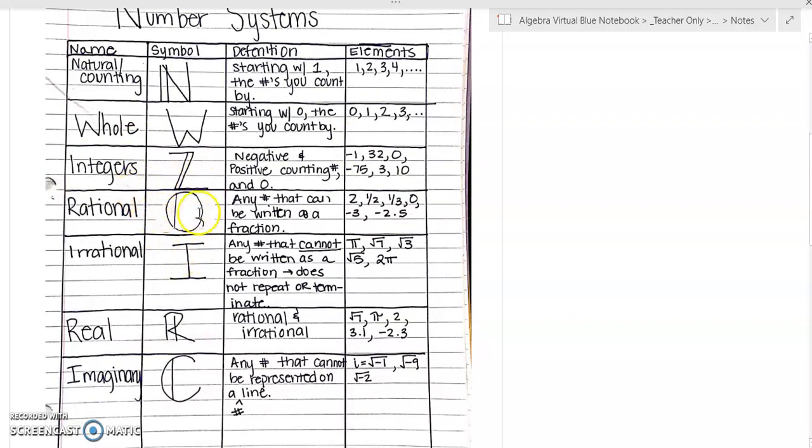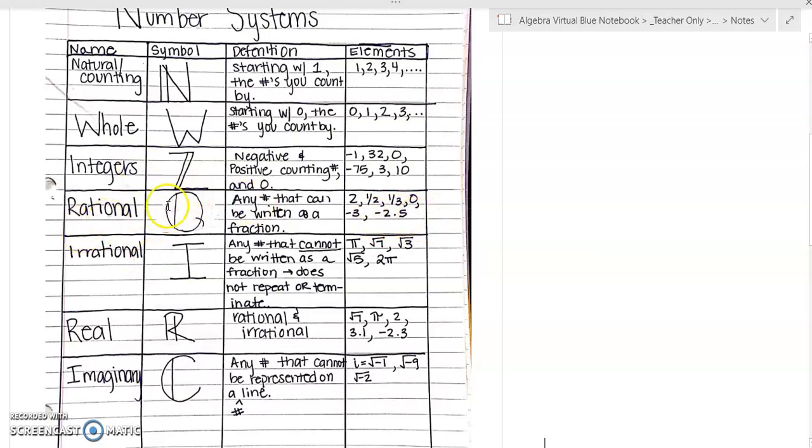Rational numbers are written with a Q with kind of a line here. And these are any numbers that can be written as a fraction. So rational numbers are 2, and I can write 2 as a fraction. I can write it as 2 over 1. 1/2, 1/3, 0 is also rational, I can write that as a fraction. I can write 0 over anything, 0 over 3, 0 over 4. That will still evaluate to be 0. -3 is rational, and -2.5 is rational. And it also includes decimals too.